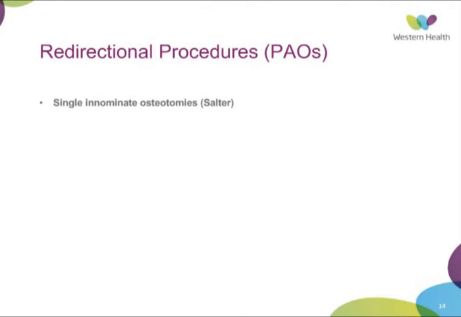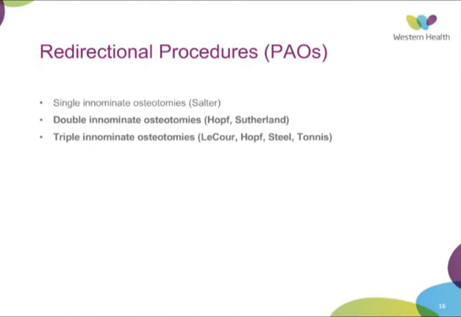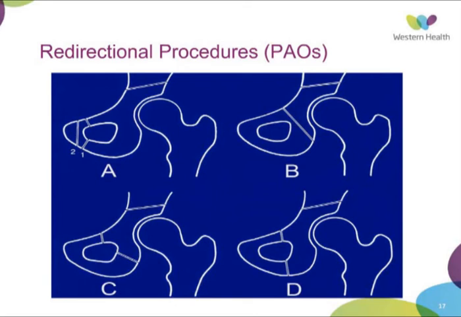For the redirectional procedures, we'll start off with what we call a single innominate osteotomy, so through the pelvic bone running from the anterior to the posterior column above the acetabulum. And the salvage osteotomy is essentially an opening wedge of the pelvis. You rely on hinging at the pubic symphysis. You take a wedge out of bone above the acetabulum and lateralise the whole acetabulum. From there you can add further osteotomies to your single osteotomy, a double being a Hopf or a Sutherland, where it's through the pubis, or a triple, such as a Steel or a Tönnis, where you take them through the posterior column as well as through the acetabulum, and here are a few basic details.